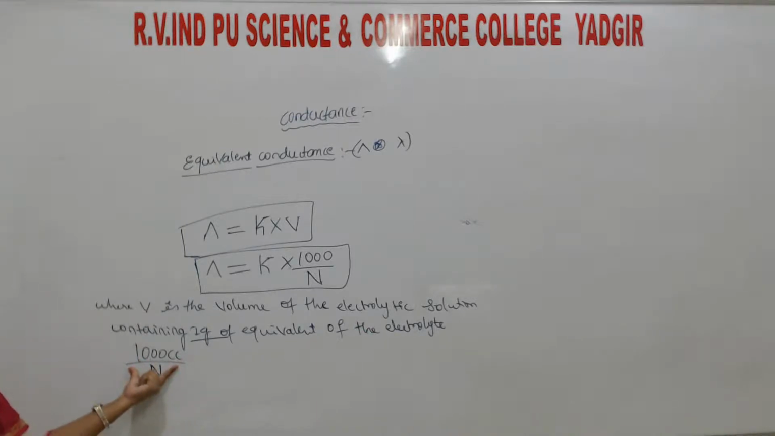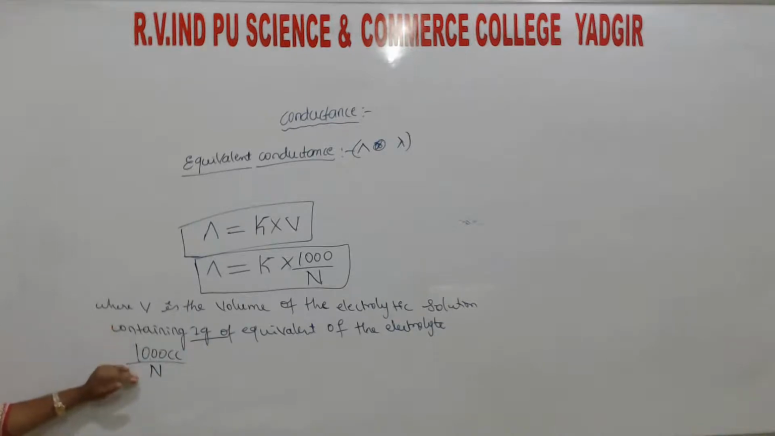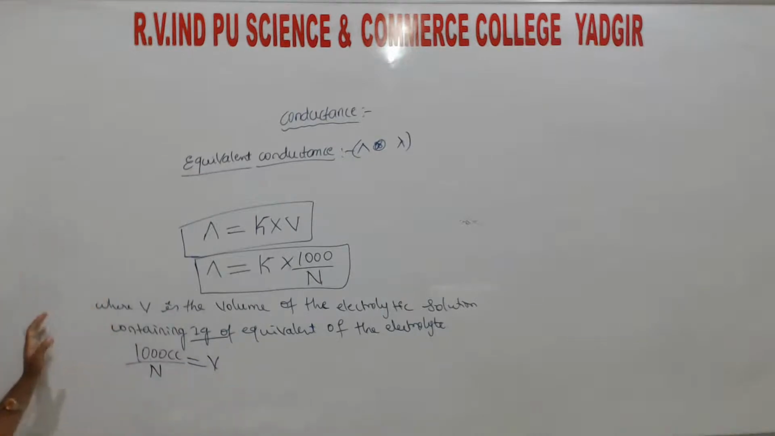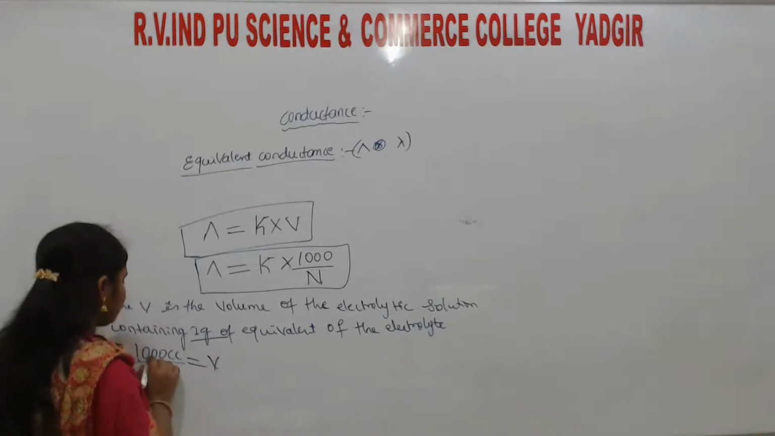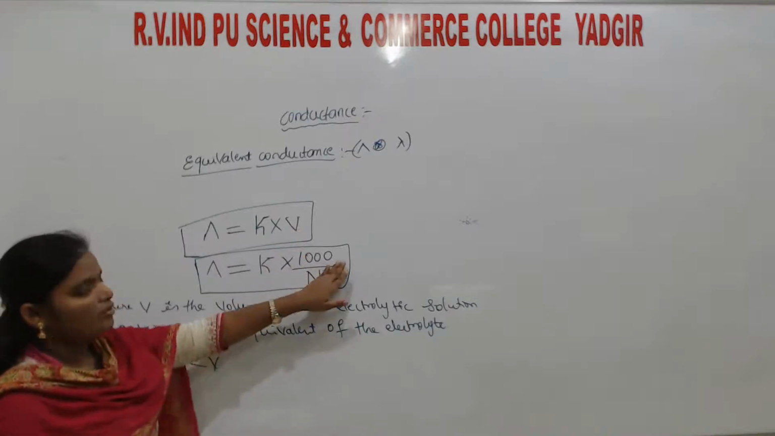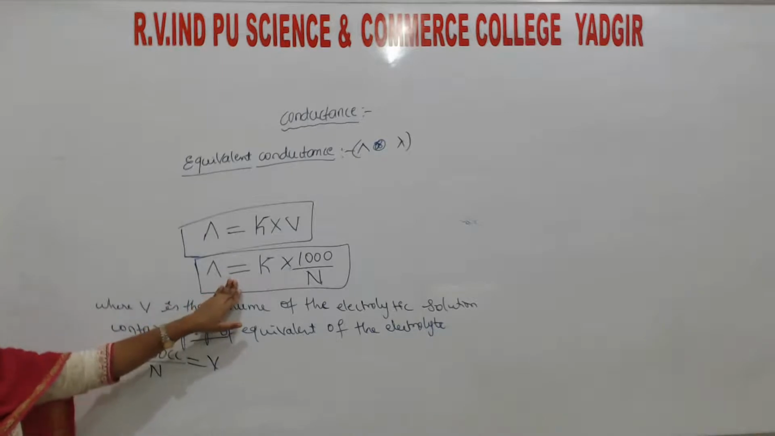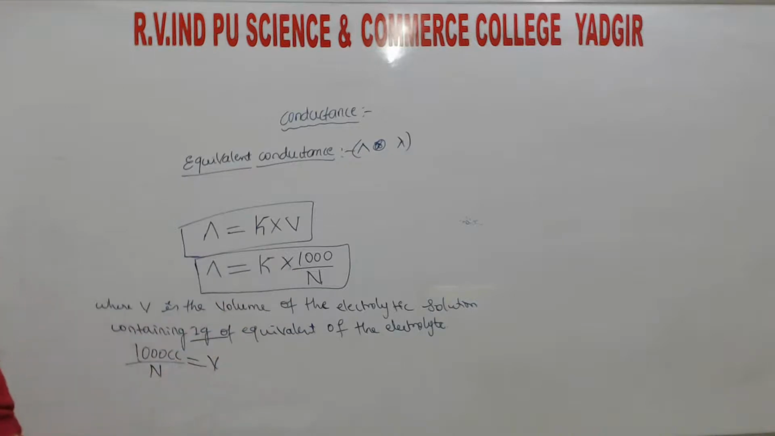In 1000 cc of the solution, the volume of the solution containing 1 gram equivalent will be obtained, that is 1000 divided by n. Here this is equal to V, the volume containing 1 gram equivalent. You write this as 1000 cc divided by n, and replace the V value with 1000 divided by n. This is the formula for equivalent conductance, that is lambda is equal to k into 1000 divided by n.